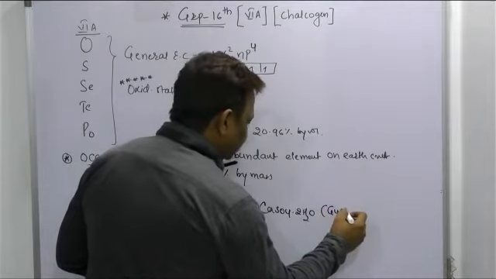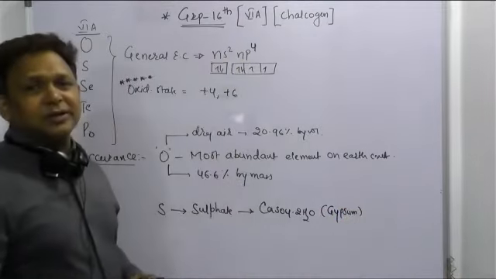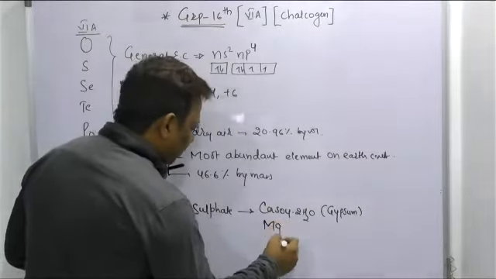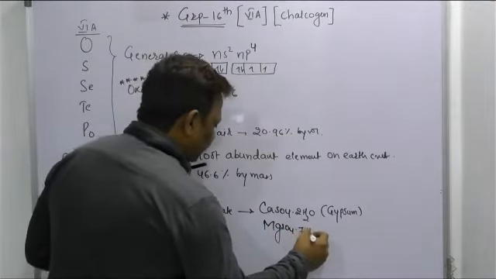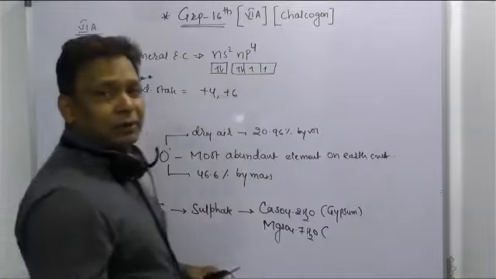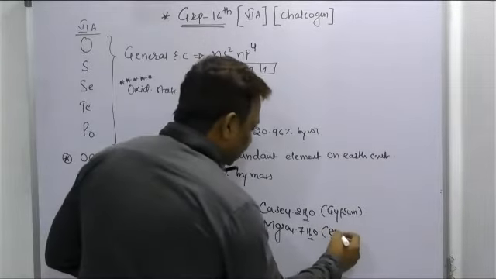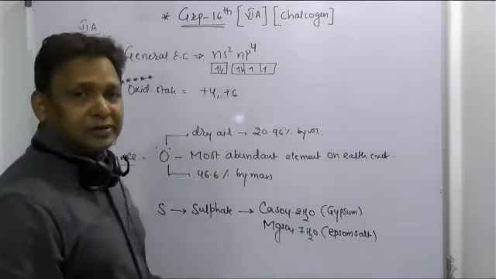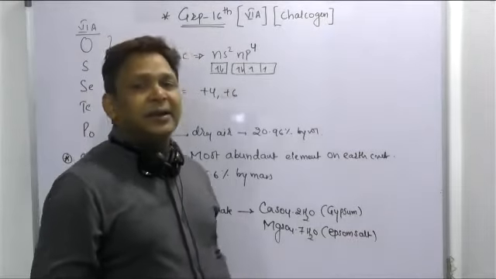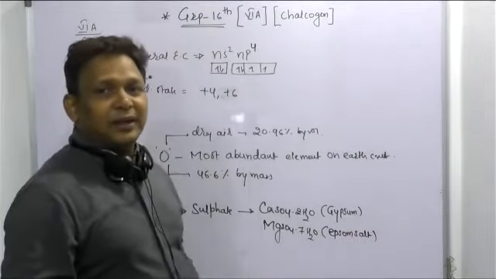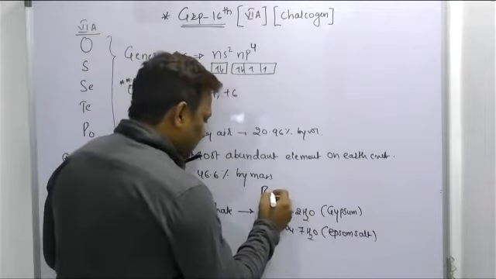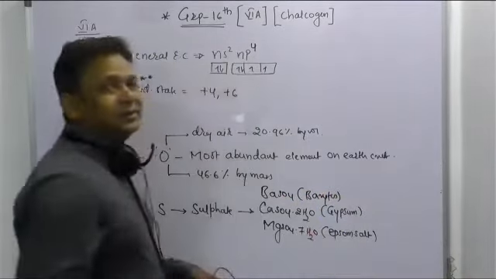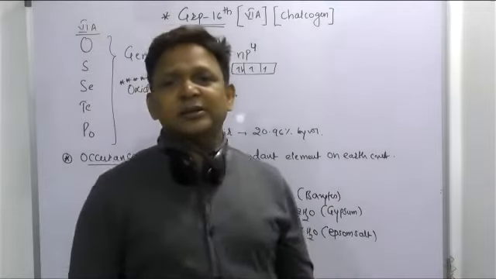CaSO4.2H2O is called gypsum. MgSO4.7H2O is commonly called Epsom salt. So calcium sulfate with 2 water molecules is gypsum, and MgSO4.7H2O is Epsom salt. At the same time, BaSO4 is called barytes. So sulfur exists in the form of its sulfates.